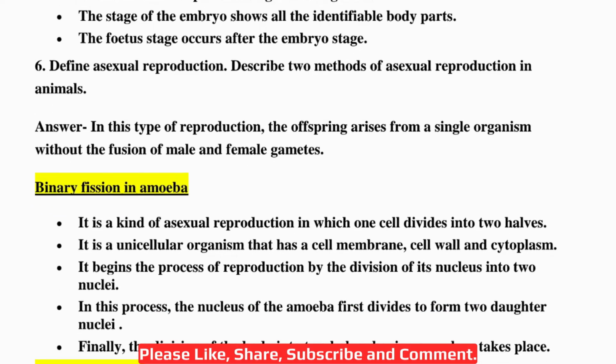Now sixth question, define asexual reproduction and then also describe the two methods of asexual reproduction in animals. So what is asexual reproduction? In this type of reproduction, the offspring arises from a single organism without the fusion of male and female gametes. So a single parent is only required. Now the two methods of asexual reproduction are binary fission in amoeba and then budding in hydra.